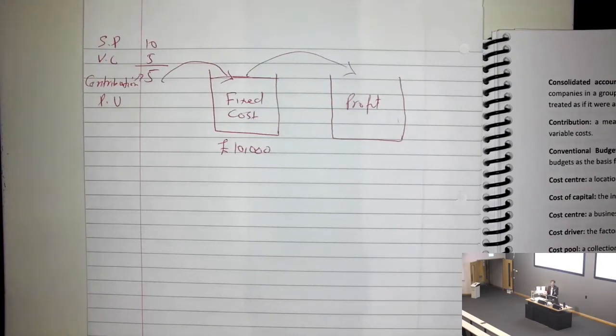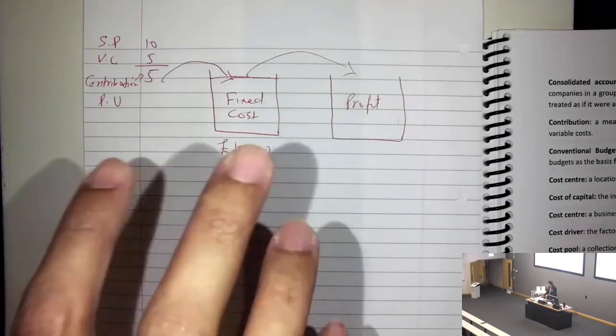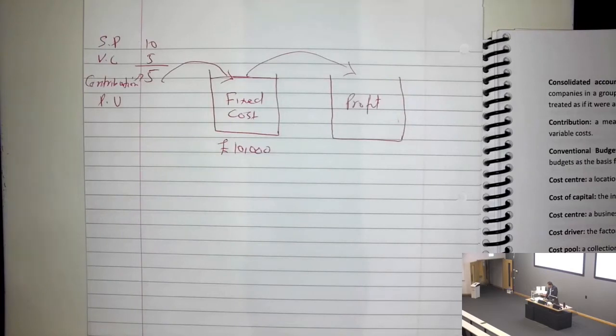Because with fixed costs, we did discuss that when we are making a decision, fixed costs generally cannot be changed in the short term, hence they are not relevant for decision making. So marginal costing actually ignores fixed costs in this case, and you can see why it does that.